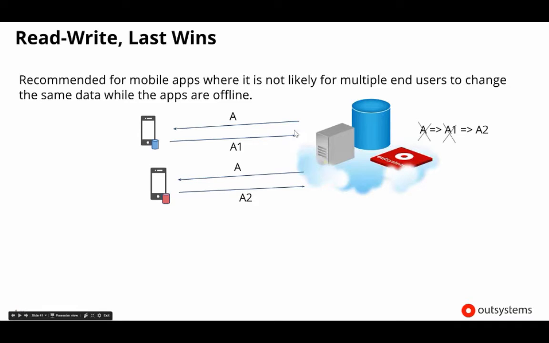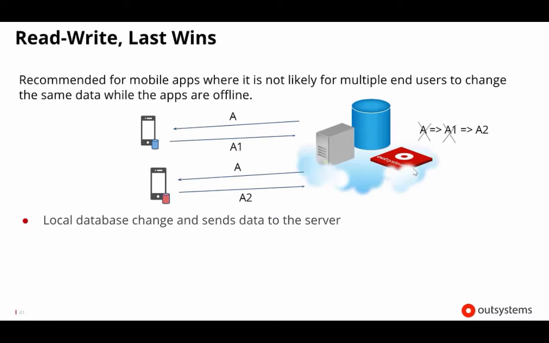Let's look at this scheme here and understand that from the server, information A is sent to both devices, but this device is going to change the information and send back the information A1 to the server. So A will become A1. What happens next is that device 2 has received A, but changes it in a different way, writing back A2. So A1 will be replaced by A2. In this case, the local database changes and sends the data to the server. The data in the server is always overridable.